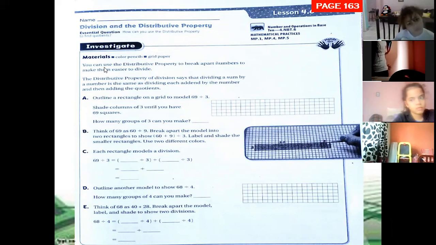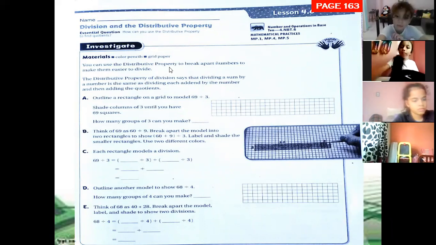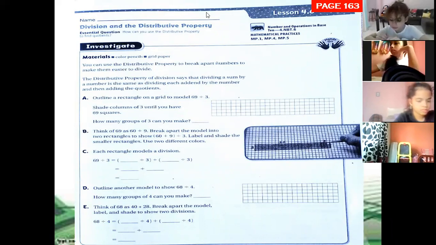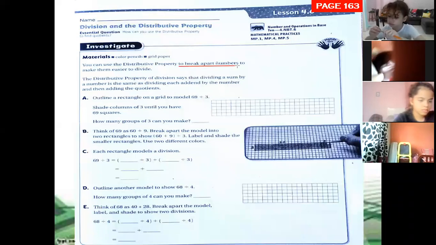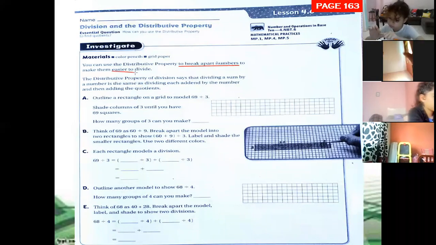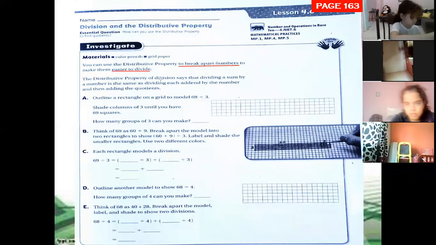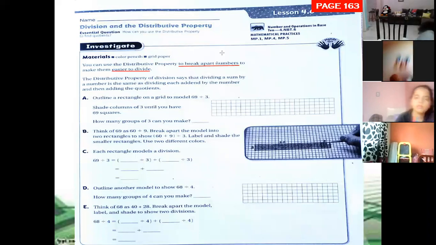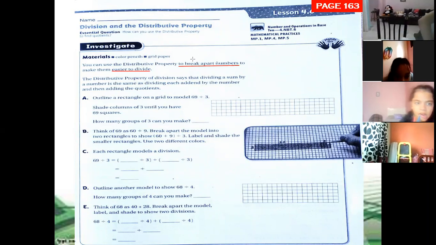You can use the distributive property to break apart numbers to make them easier to divide, okay? That's the objective, right? Make the division easier for us. So to do that, we use the distributive property.